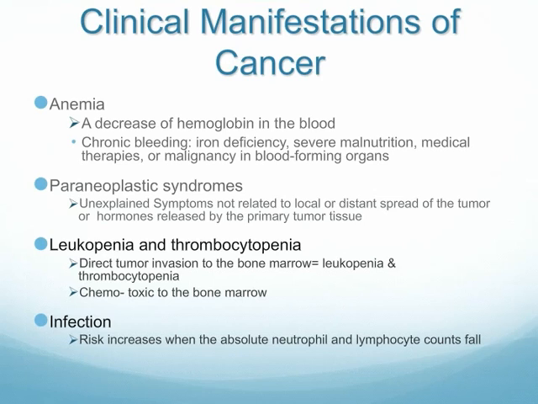We can have leukopenia, a decrease in the number of white blood cells, or thrombocytopenia, a decrease in the number of our platelets, as a result of bone marrow invasion by the tumor and toxic effects to the bone marrow. We can also have an increased risk of infection. Just the fact of having cancer decreases our immune response, but having cancer and then having chemotherapy or radiation therapy for that cancer will decrease our immune response even further. So infection risk is obviously very important here as well.